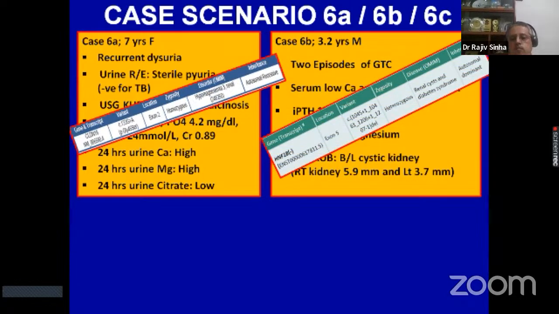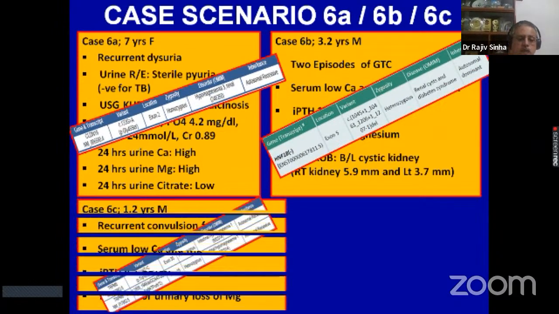Next one, with the bilateral cysts and low magnesium, turned out to have a HNF1 beta mutation, and HNF1 beta mutation has been shown to cause renal magnesium deficiency.